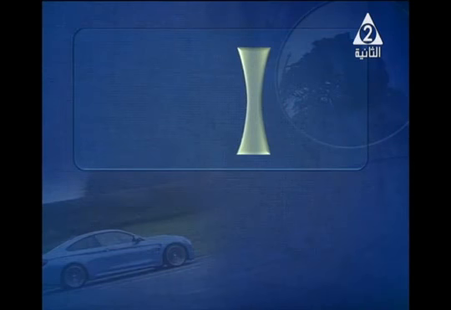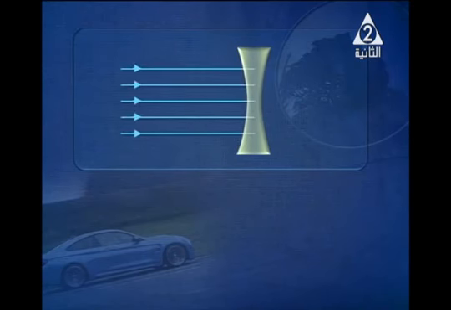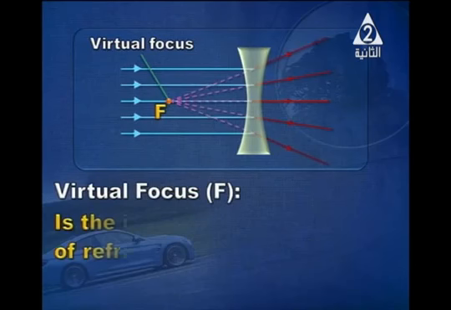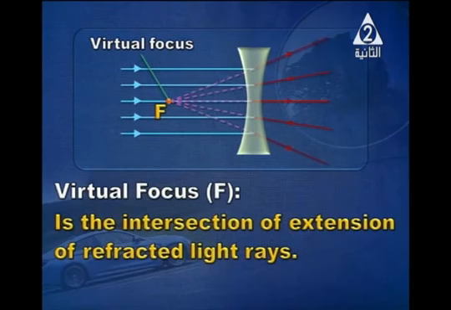This is the concave lens. These are the incident light rays, which will refract and diverge. So we take the extensions to form the virtual focus, formed as the intersection of the extensions of the refracted light rays.